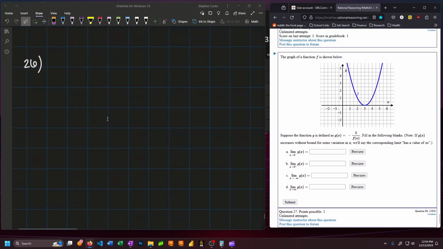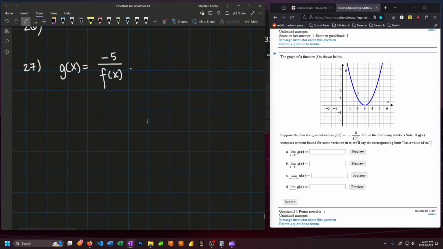Last question is number 27. This is a tricky question. So we're given a graph of f. This blue graph is f. And then we're saying g of x is negative 5 over that function. And we need to fill in the following blanks.